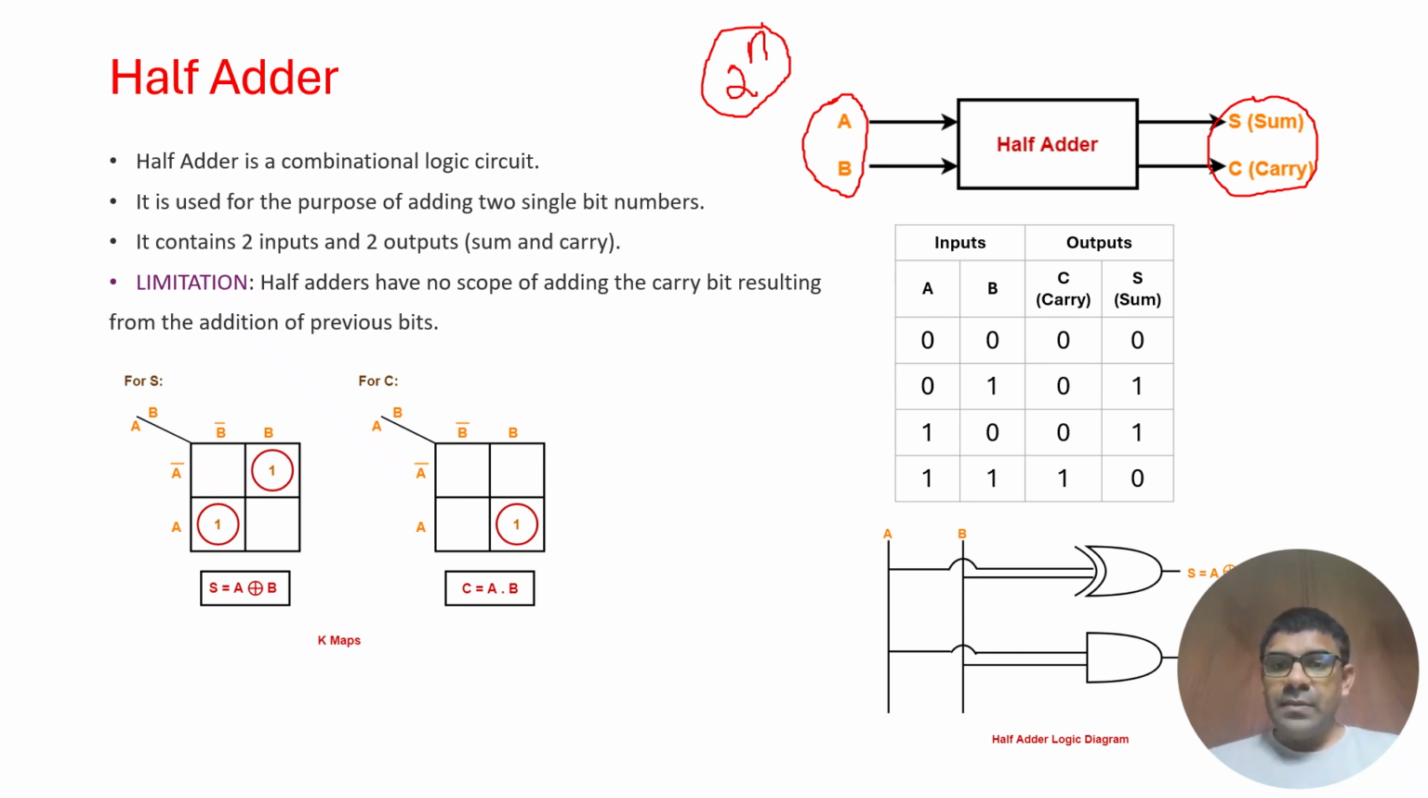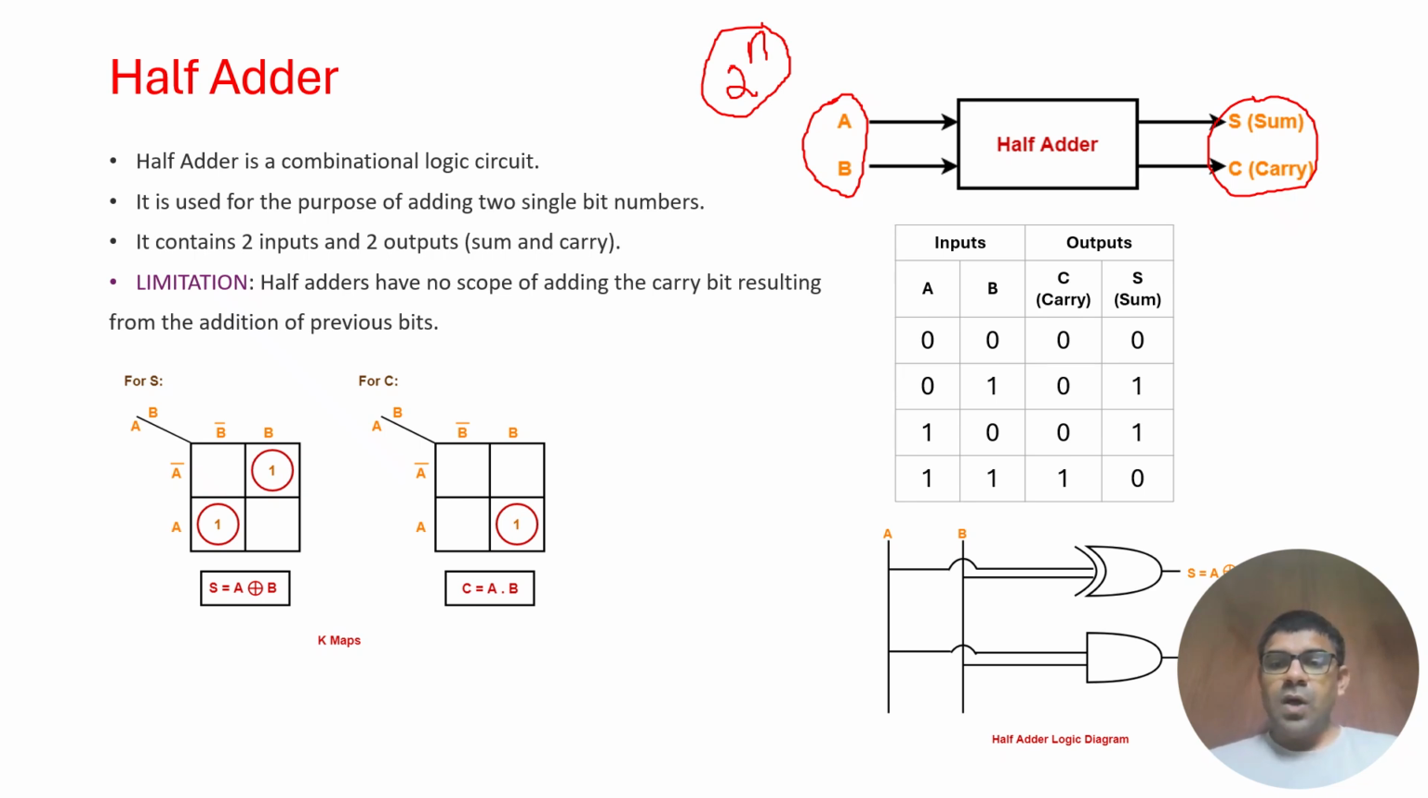So now first the truth table. A and B are the input variables. A is 0 and B is 0. While adding 0 plus 0, the carry value is 0 and the sum value is 0. Next 0 plus 1. Here carry is 0 and sum is 1. 1 plus 0, carry is again 0 and sum is 1. Then 1 plus 1 gives 1 0. I mean it's 10. So here the carry is 1 and the sum value is 0.